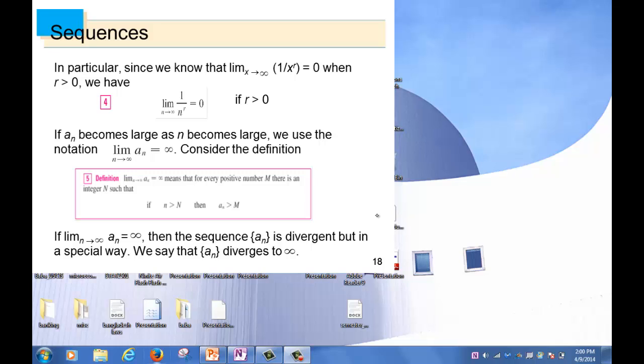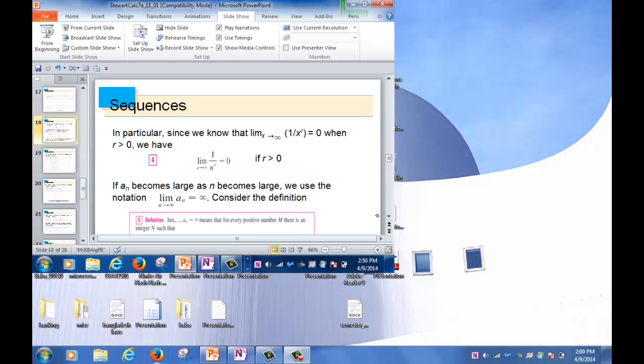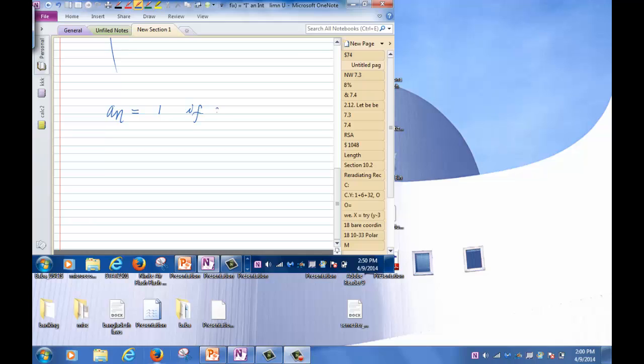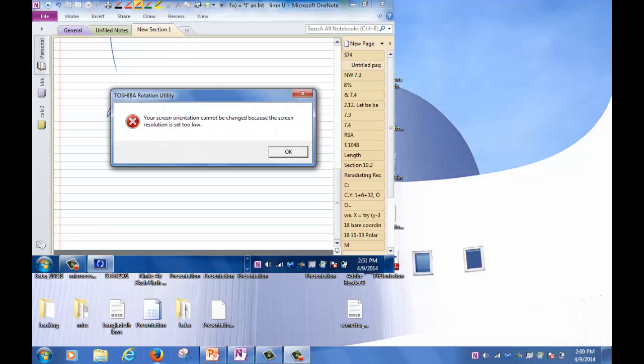Now think of this example here. Suppose I define a sequence in this way, let me write it down here. Suppose that I define a sequence in this way, that a_n is always 1 if n is even, and a_n is n if n is odd. What's the limit of this sequence? What is the limit of this sequence? Would you say it's infinity, or would you say it's not infinity?